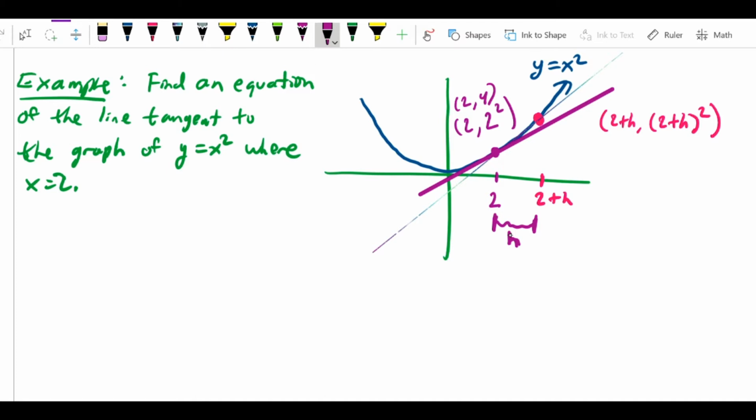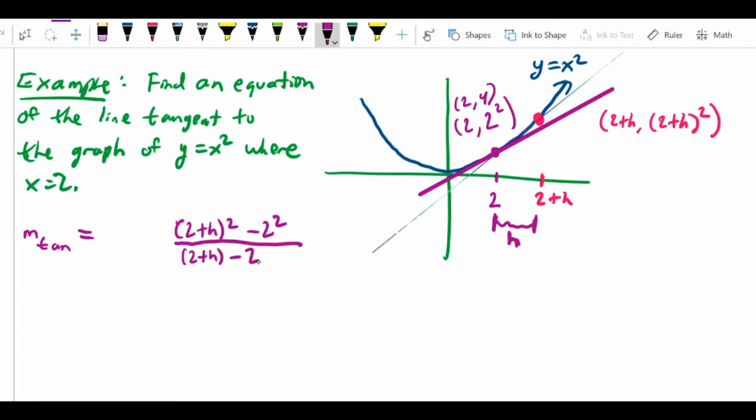So first of all, I want to find the slope of this tangent line. The way we're going to do that is we're going to call m tan, for m tangent, equal to, first, the expression for the slope of the secant line. We can see that the two y values are 2 plus h squared and 2 squared. So this is going to be 2 plus h squared minus 2 squared. That's the two y values subtracted, and then on the bottom we're going to have 2 plus h minus 2.